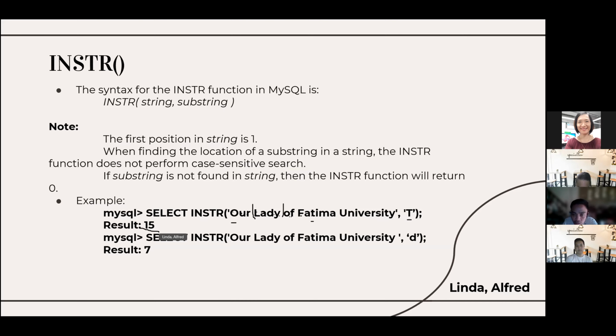Same thing in another example, Our Lady of Fatima, D, will start counting from here and ends here. 1, 2, 3, 4, 5, 6, 7, including the space, which is why the result is 7.